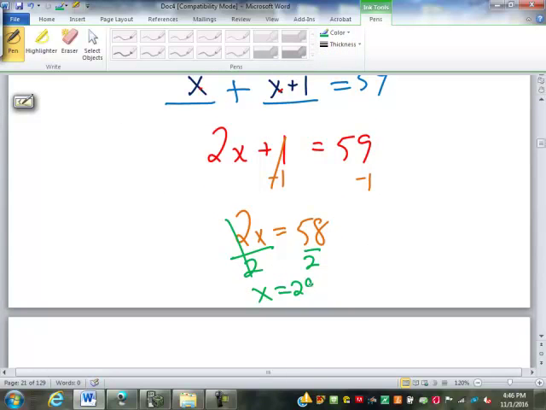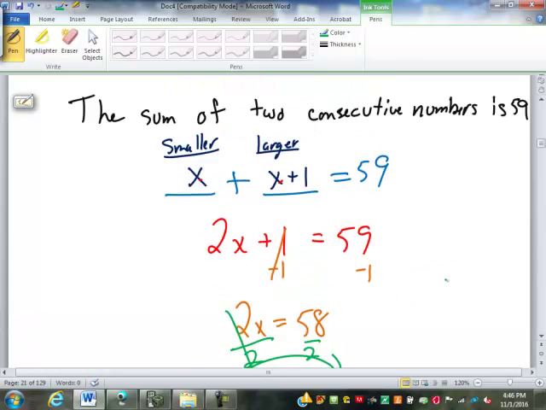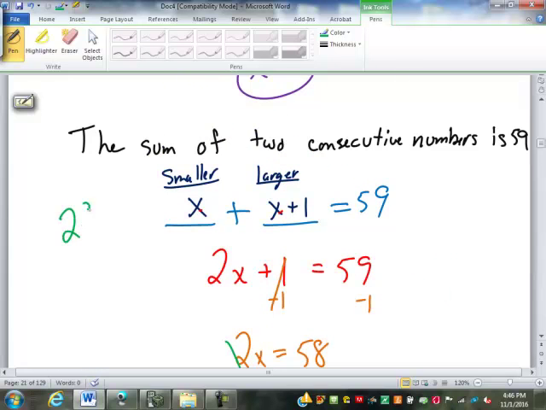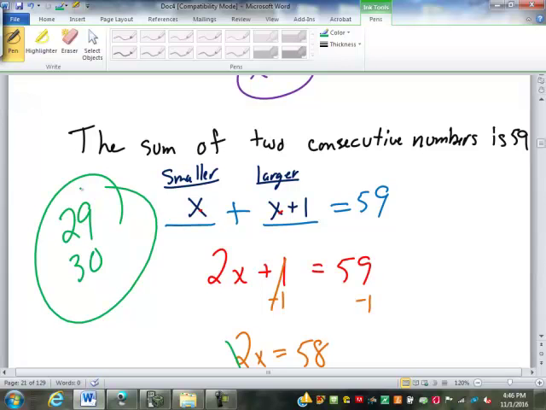X equals 29. Is that it? Close. There's 2 answers. Where did the 30 come from? Yeah. X is 29. I have to find the other one. X plus 1 would be 29 plus 1, or 30. Now, I should have stated find both numbers.